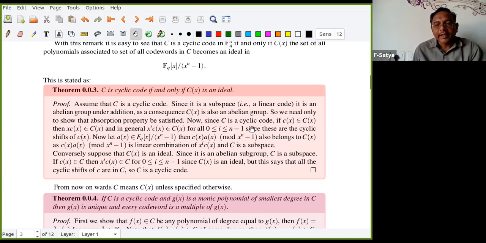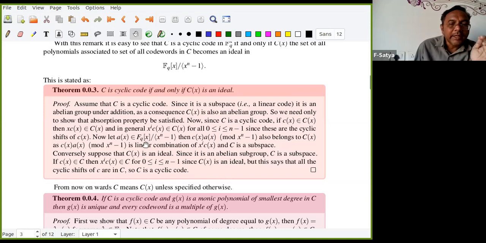Now, since C is a cyclic code, if c(x) is in C(x), then x times c(x) is in C(x). Why? That is a cyclic shift, right? That is in C, so that polynomial is now in C(x). In general, x to the power i times c(x) is here. So in general, what happens because of that?